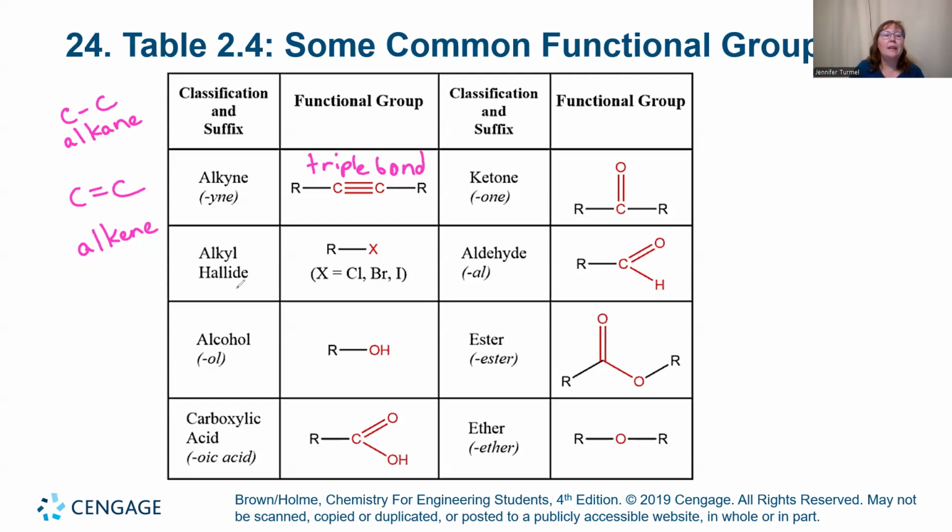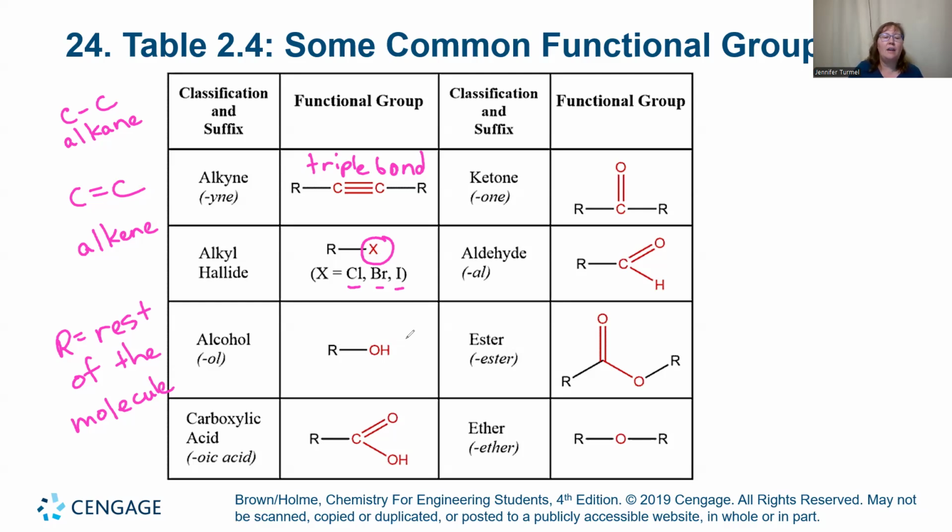Okay, you have an alkyl halide, and an alkyl halide replaces all of this with a halogen: chlorine, bromine, iodine. Okay, whenever you see this R value, R means the rest of the molecule. It's just so you're only looking at one part.